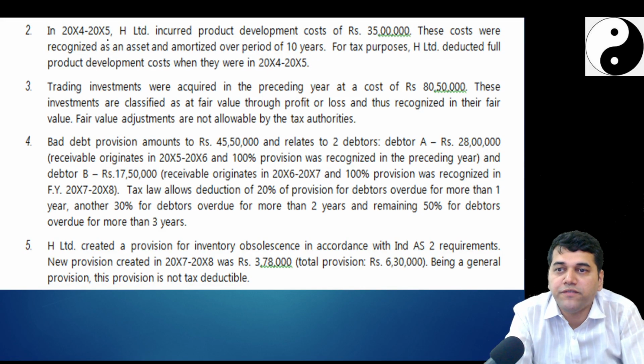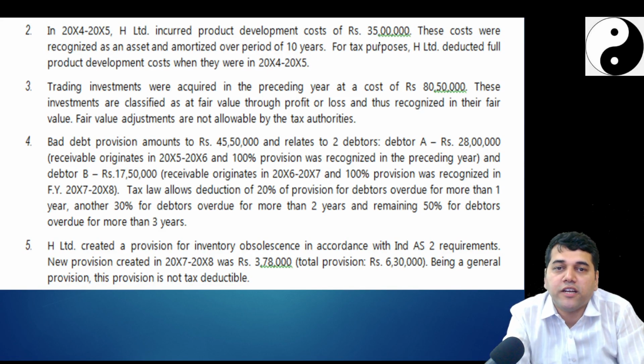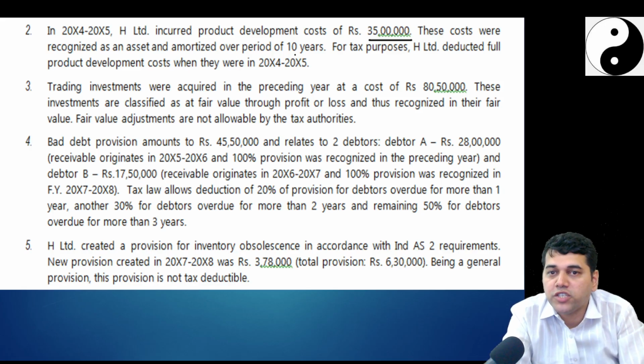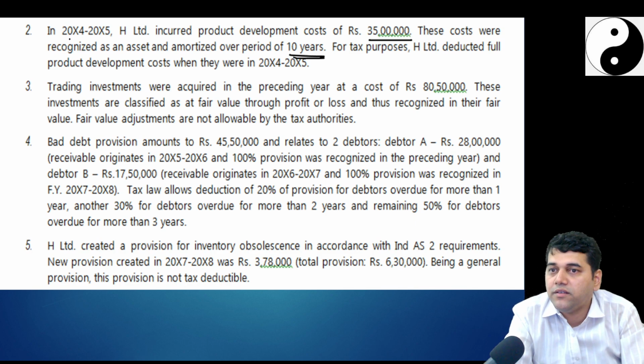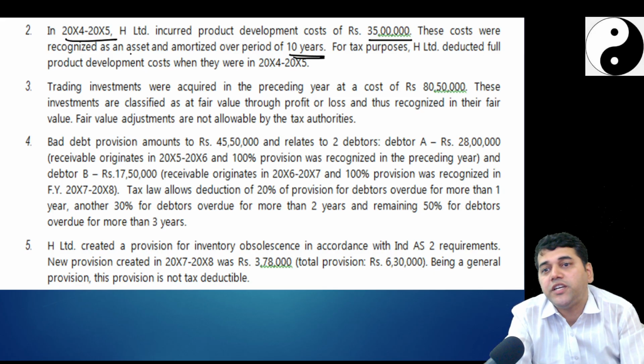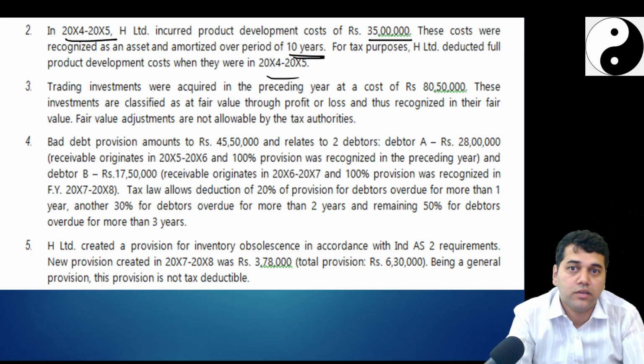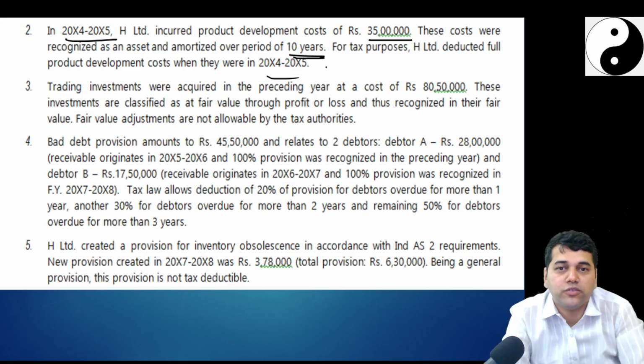Now in 2014-15, H Limited incurred a product development cost of 35 lakhs. These costs were recognized as an asset and amortized over a period of 10 years. So 14-15, and today we are in 17-18. For tax purposes, H Limited deducted the full development cost in that year only. So what is the tax base? 0. What is my book value today, at the end of 31st March 2018?